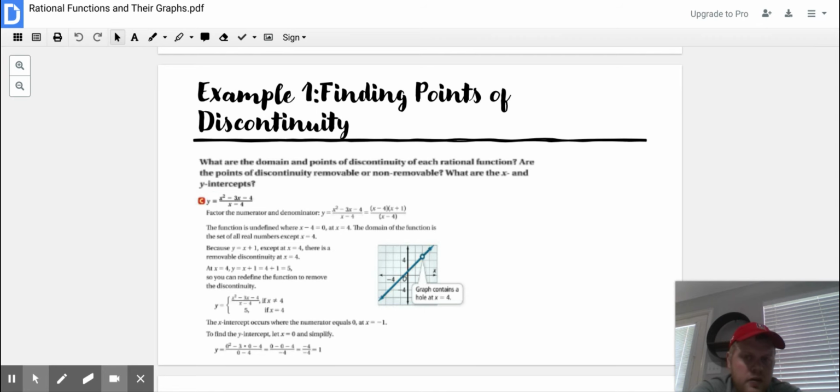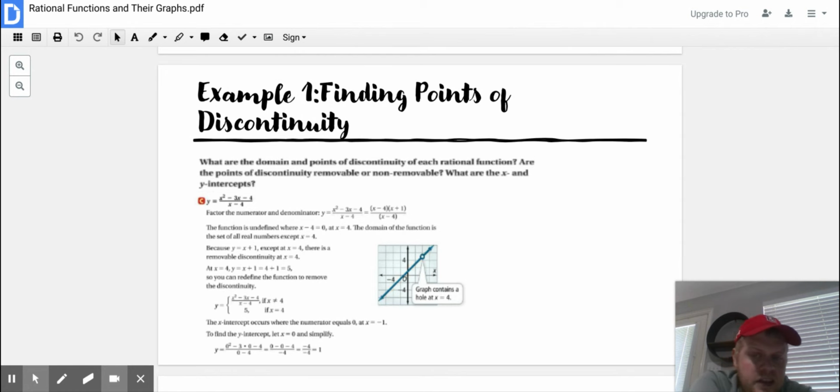At x equals 4, we'll have y equals x plus 1, which, 4 plus 1, would reduce down to 5. So if x is 4, our y is going to be 5. That's all they did: they just plugged their x into the simplified equation and solved for y. So you can redefine the function to remove the discontinuity. You have your original equation where x cannot equal 4, and then you have the solution for when x does equal 4, y has to be 5. So you'll have two separate equations.